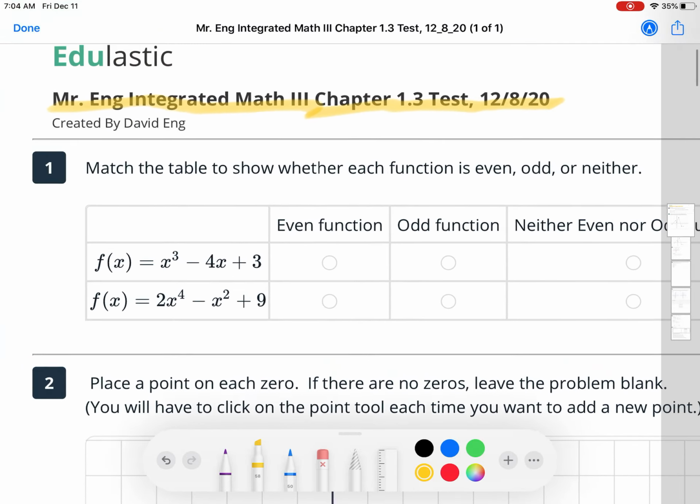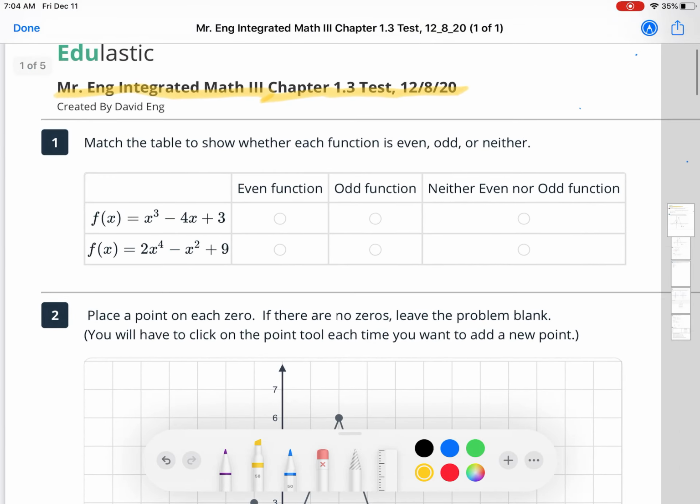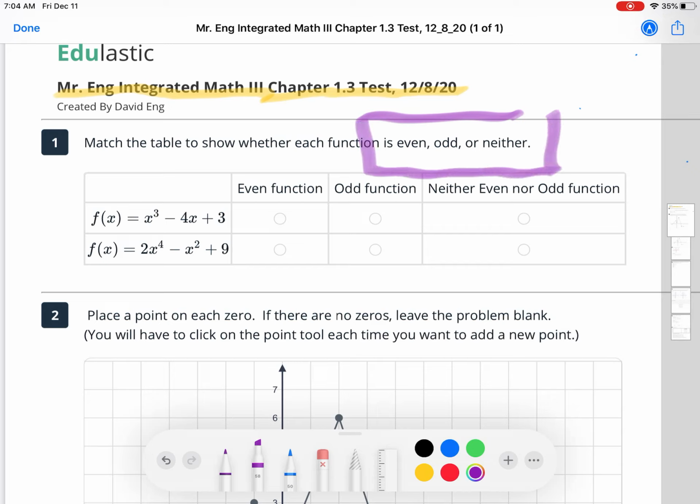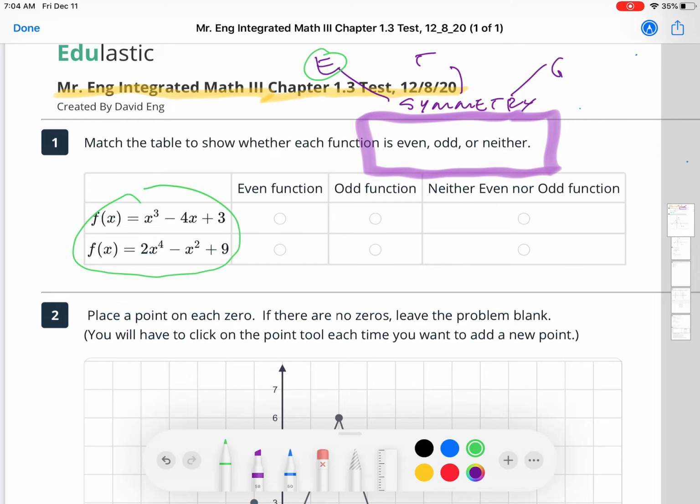Question number 1, match the table to show whether the function is even, odd, or neither. Okay, this is talking about symmetry. And you can do that graphically. You can use a table, or if you look at what they've given us, the equation. So when you're doing the equation one, this is what you have.